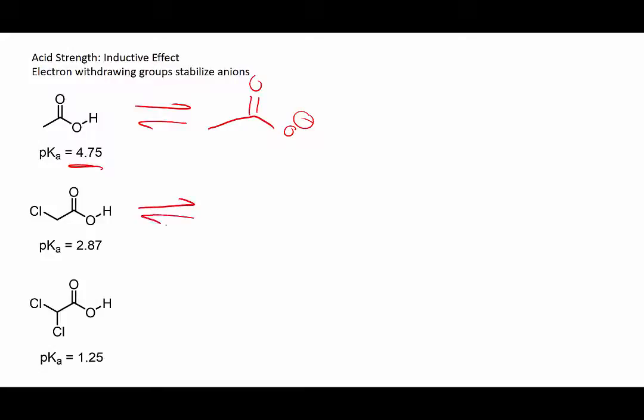But when we add a chlorine atom here, the pKa drops about 2 points, which is 100 times. So this chloroacetic acid is 100 times more acidic than regular acetic acid. Why is that? Well, chlorine is electron withdrawing. It's very electronegative. So as it pulls electron density away from this general area here, it helps stabilize the negative charge that we see here.